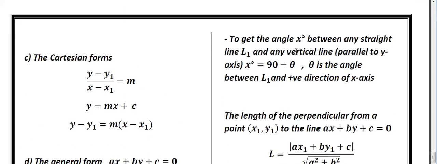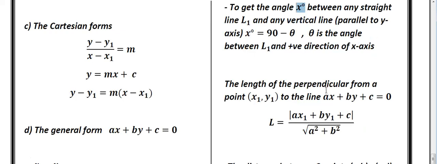And to get the angle x degree between any straight line L1 and the vertical line, angle x will be 90 minus theta, where theta is the angle between L1 and the positive direction of the x-axis. Again, to get the angle x between straight line L1 and a line parallel to the y-axis, you must subtract from 90 degrees.